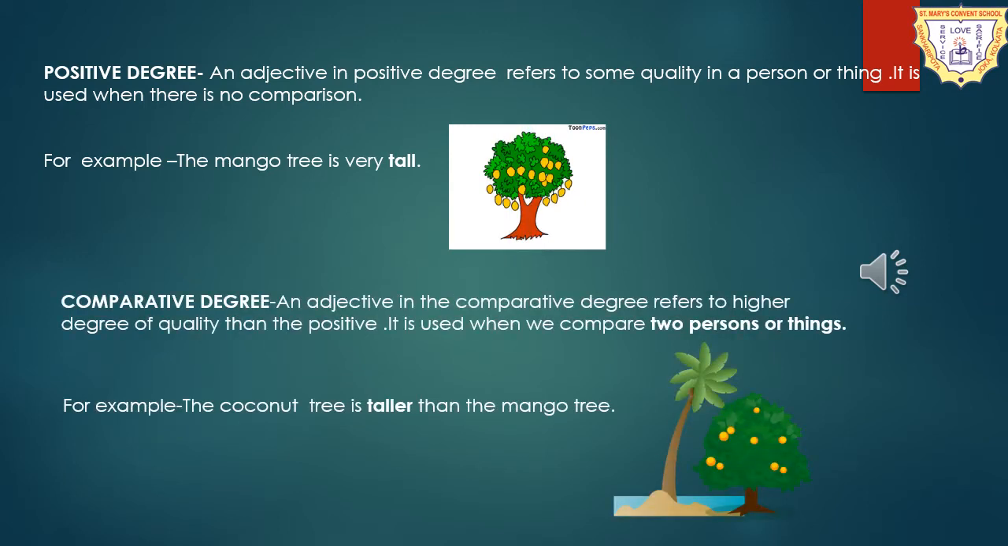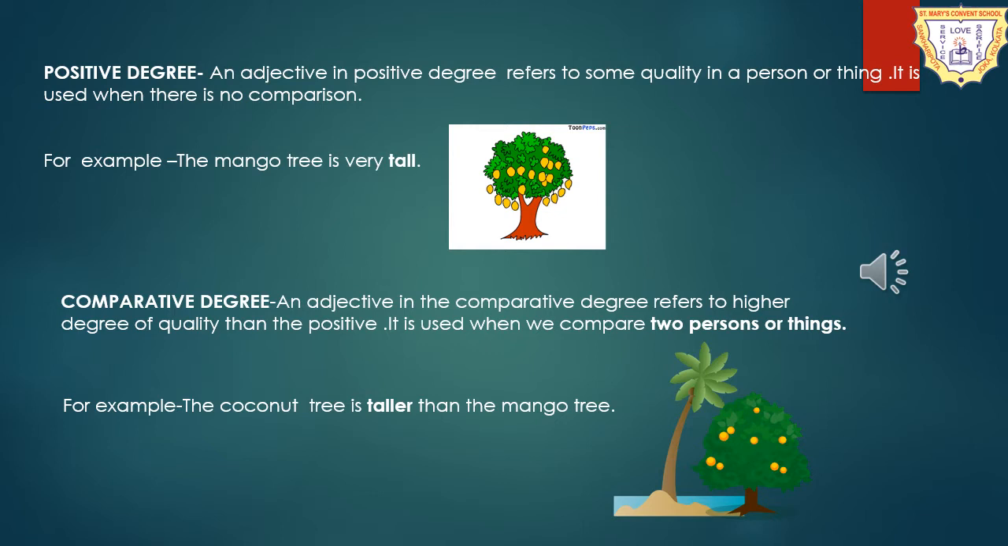Now we come to the positive degree of adjective. An adjective in positive degree refers to some quality in a person or thing. It is used when there is no comparison. For example, the mango tree is very tall. See, here we are not comparing the mango tree with any other trees. So here we are using the positive degree of adjective, that is tall.